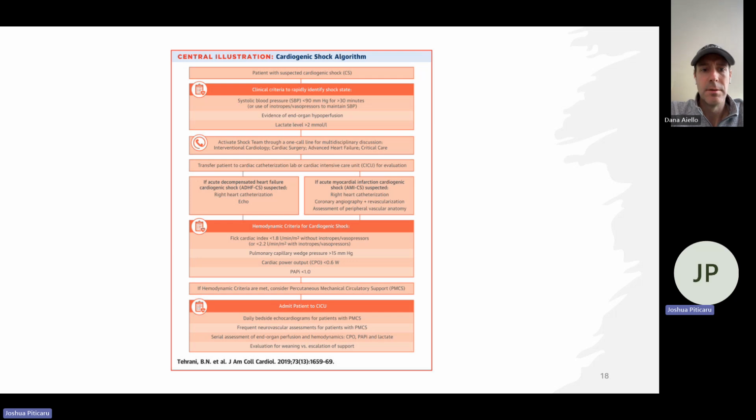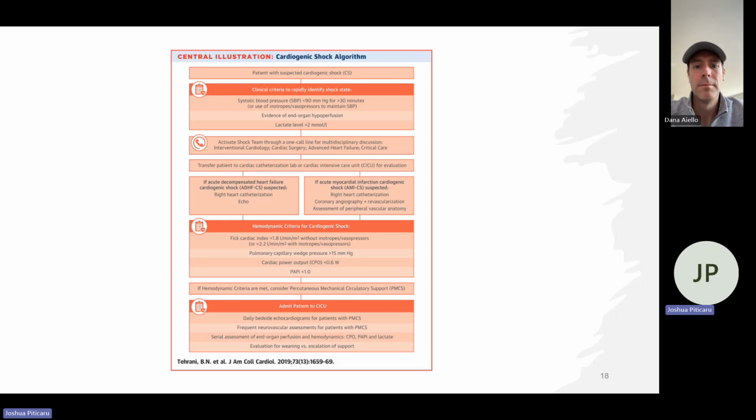Activate the shock team, call critical care, transfer the patient to the ICU. If acutely decompensating heart failure or cardiogenic shock is suspected, that's when you get an echo and get a right heart cath. If acute MI or cardiogenic shock from MI is suspected, well, you need a right heart cath, go to the cath lab, get revascularized, with assessment of peripheral vascular anatomy at the same time.